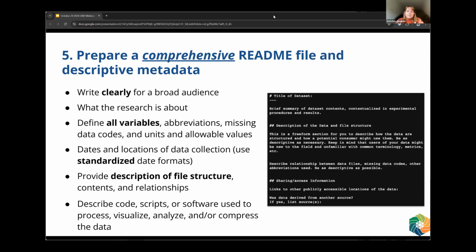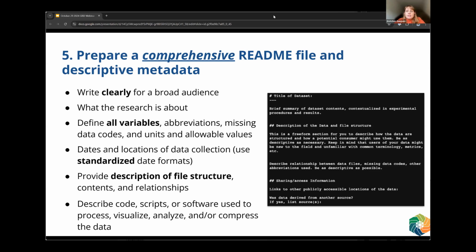Description in the README file of the structure is useful too. We want to name things to make them self-descriptive, but we can also use the README to reinforce that. And then we also want to describe any code, script, software, or process that you used to analyze the data. So in short, it's really any details that could influence reuse or replication.